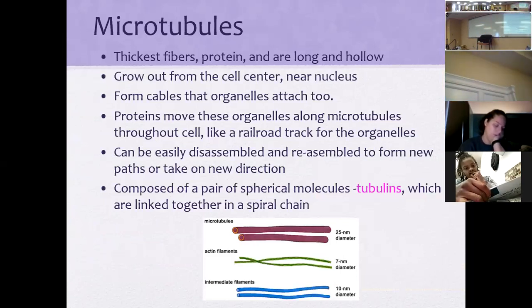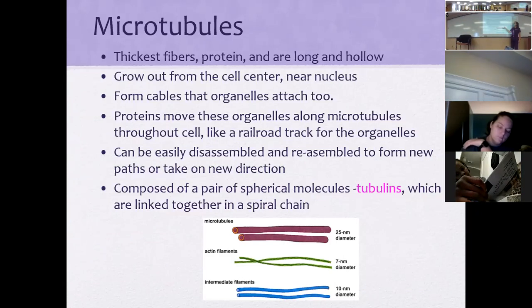Microtubules are made of tubulin and they are tube shaped. They're the largest of these three structures and we can disassemble and reassemble them as needed. These are what our organelles will anchor to. So they'll use them to kind of help guide them around the cell.